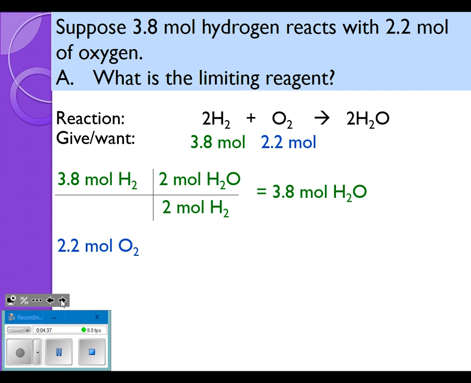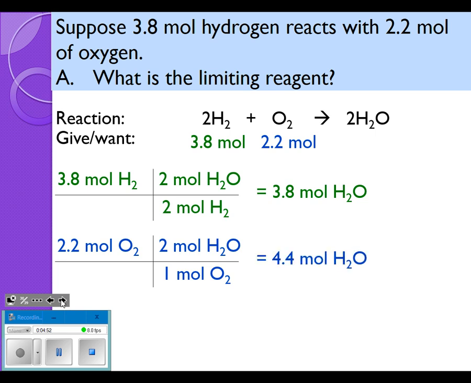So I'm going to do 2.2 moles of oxygen, and then for every 1 mole of oxygen, I get 2 moles of water, according to the balanced chemical equation. Multiply across the top, and I can get 4.4 moles of water with that amount of oxygen.